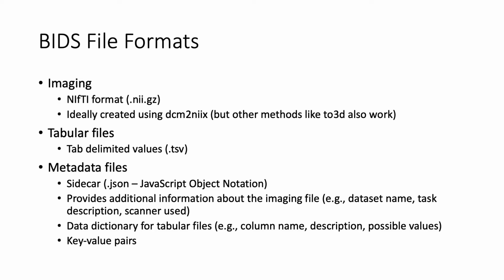And then finally, there's the metadata file, and these are what we refer to as JSON or sidecar files. And JSON files are just JavaScript Object Notation files that provide us additional information about the imaging. And so it could be things like the name of your data set, a description of the task that you used, information about the scanner that was used, the parameters that were used, and it's really just a key value pair of, okay, this is TR, and TR is defined as 800 milliseconds, etc.